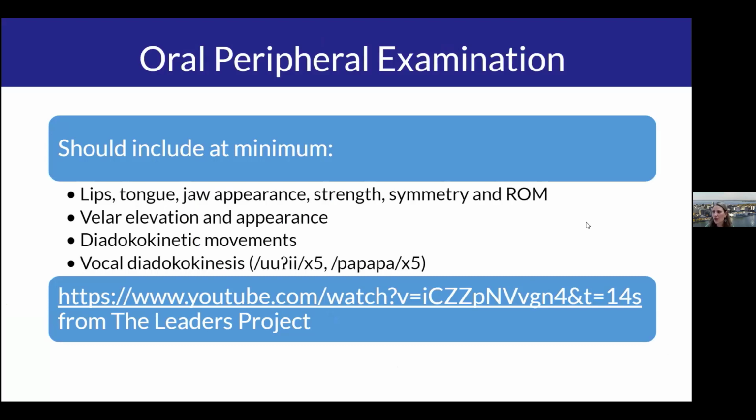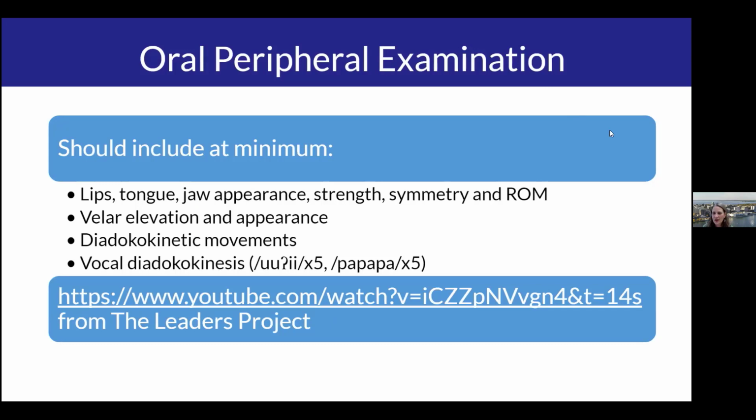So I'm not going to go over all the details of an oral peripheral examination, but when we're looking at voice and resonance disorders, this is something that we really can do and should include at a minimum, looking at lips, tongue, jaw appearance, velar elevation and appearance.